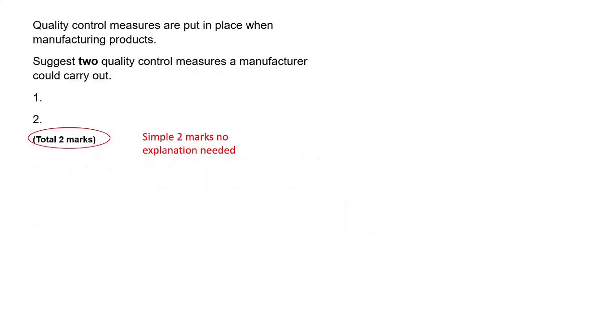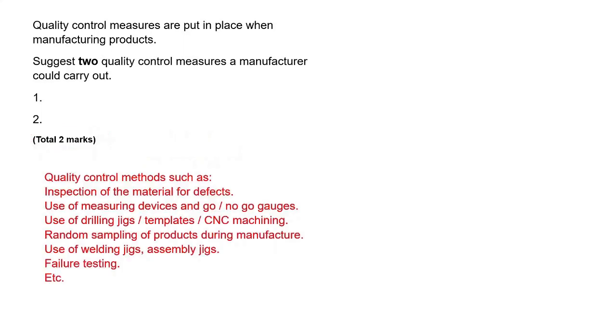Next, quality control measures are put in place when manufacturing products. Suggest 2 quality control measures a manufacturer could carry out. So, again, 2 marks, no explanation needed. So, anything you could do is like measuring devices, so using like vernier calipers, digital angle finders, go, no-go gauge, things like using jigs, molds, templates, CNC machinery, checking random sampling of products, using assembly jigs, failure testing, destructive testing, non-destructive testing. So any 2 of those would have been fine.